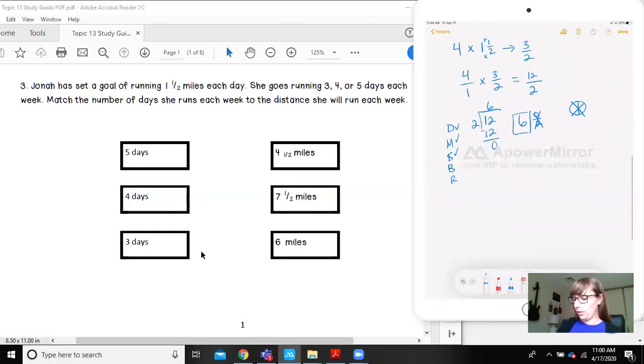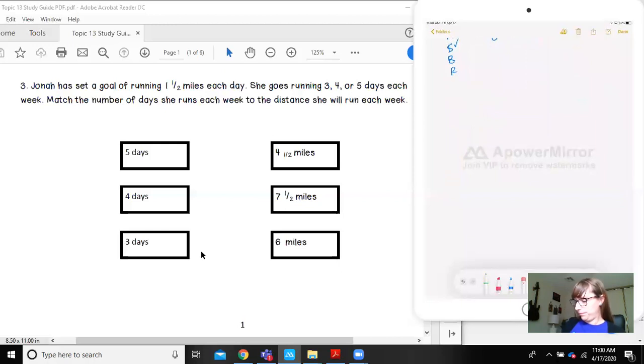Okay, really quick, we're going to do the third one. 3 days. So we have 3 days times the 1.5 miles that she runs each day. We're changing this into an improper fraction. 2 times 1 is 2, plus 1 more is 3. So 3 over 2. So we're going to change this whole number into a fraction. We're going to multiply that by the 3 over 2. Multiply straight across. 3 times 3 is 9. 2 times 1 is 2. And we're going to divide this out to get our mixed number.